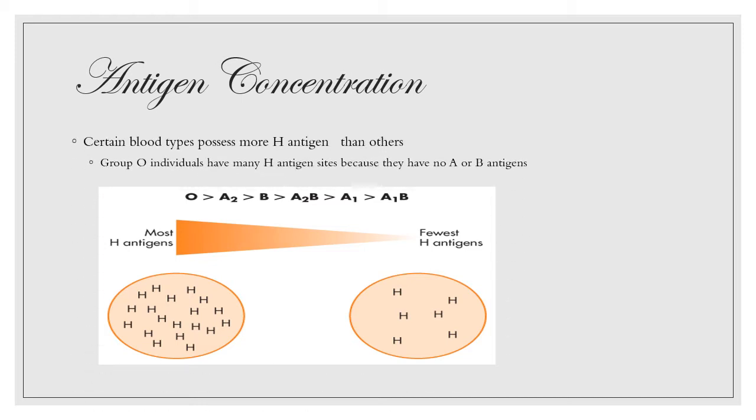Certain blood types possess more H than others. Group O individuals have many H antigen sites because they have no A or B antigen.